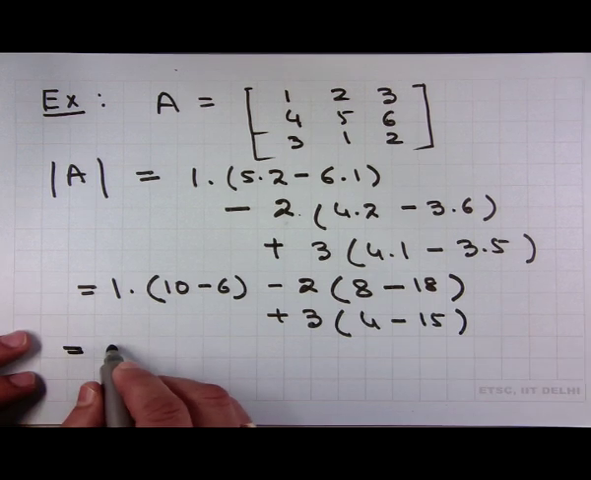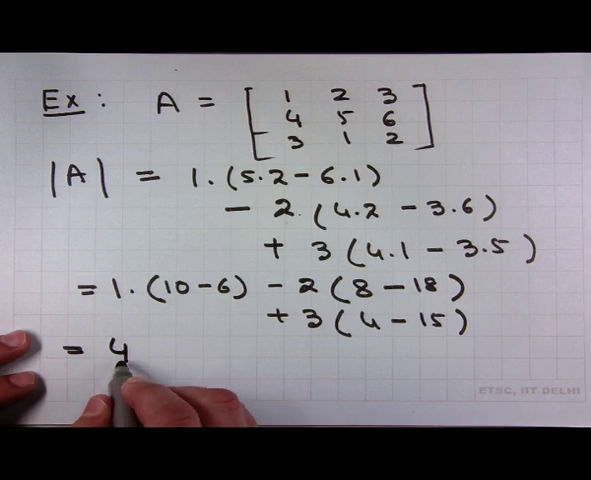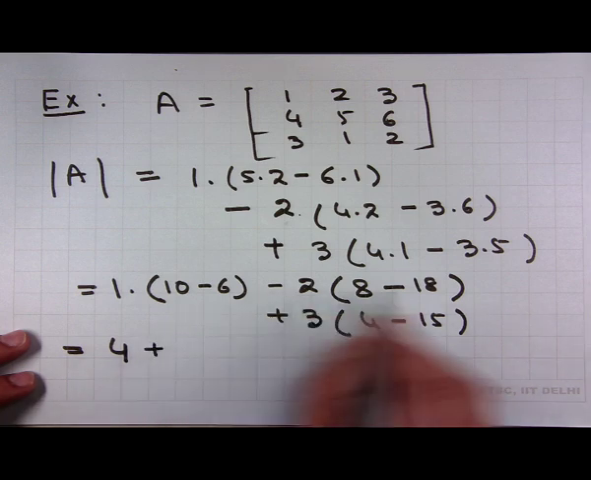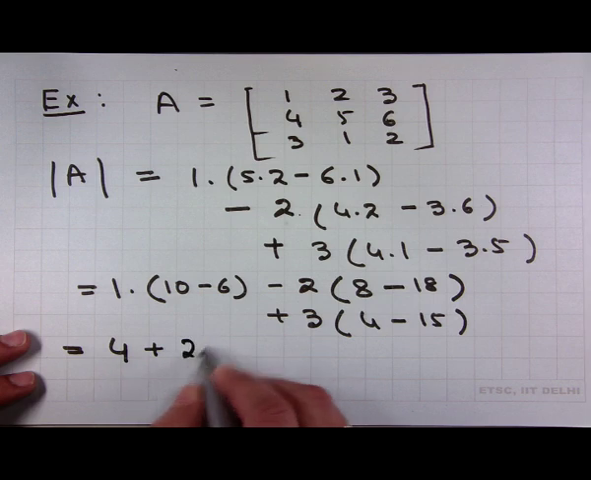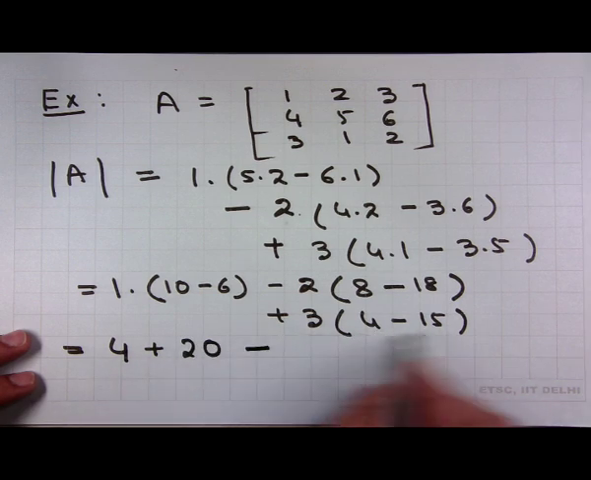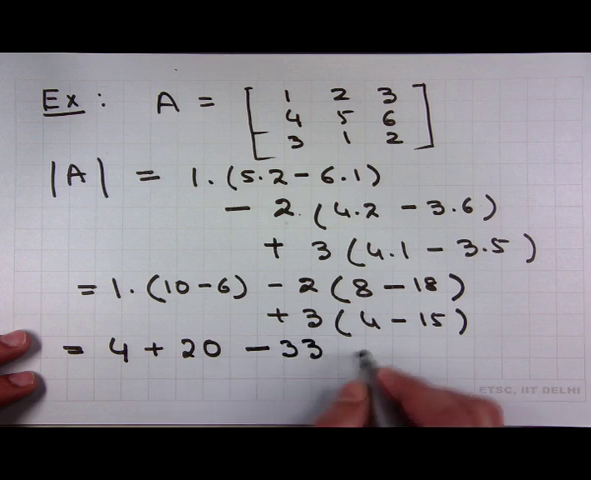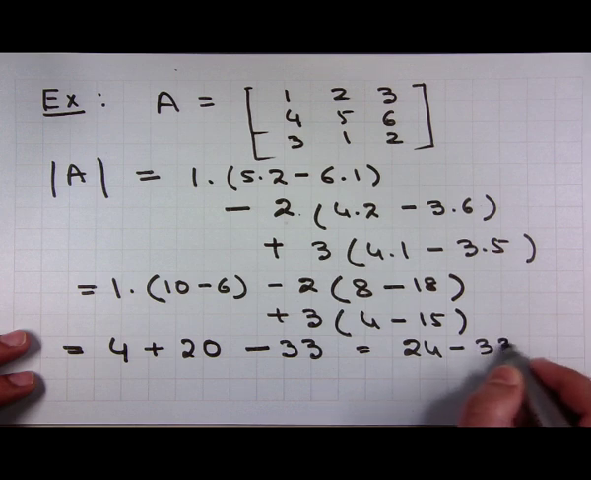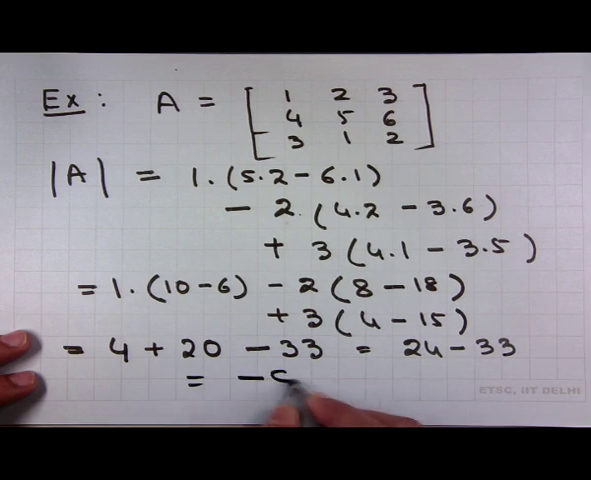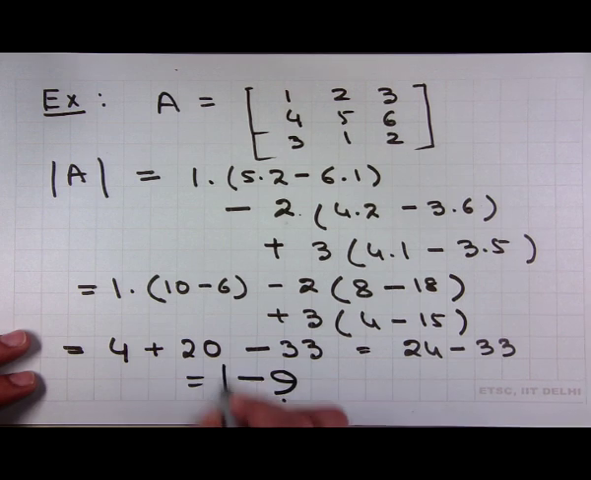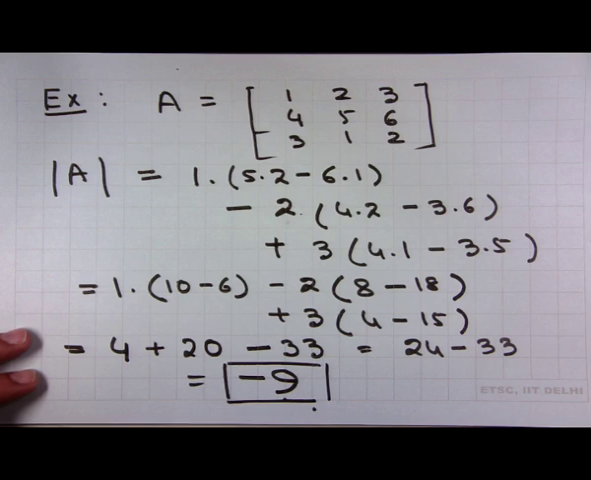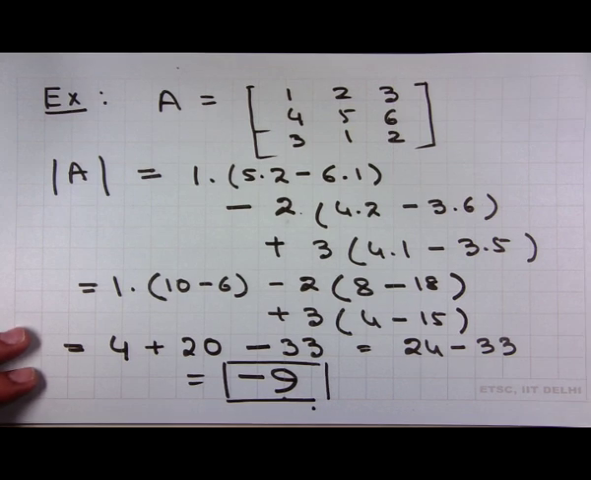is equal to 4 plus 20 minus 33 is equal to 24 minus 33 is equal to minus 9. That is the determinant of this 3 cross 3 matrix.